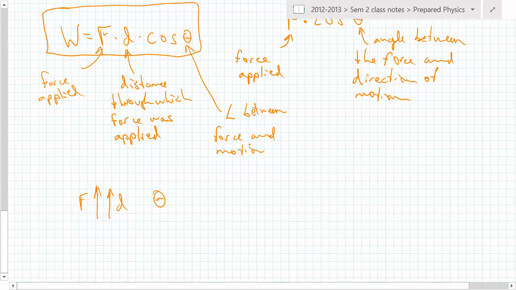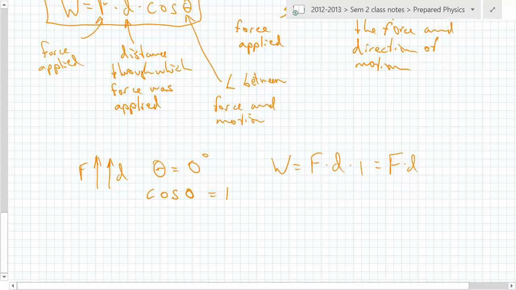So theta is going to be 0 degrees. The cosine of 0 degrees, or 0 radians, it's the same either way, Milo, is 1. And so our formula becomes work equals force times distance times 1, which is just force times distance, which is exactly what we thought when we had Addie lifting the box up onto the table. So this is box onto table.